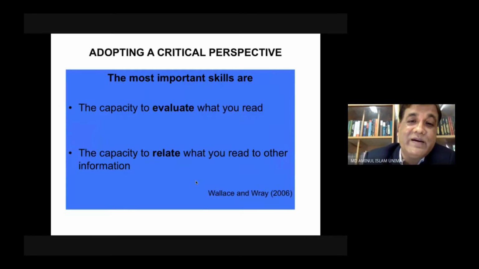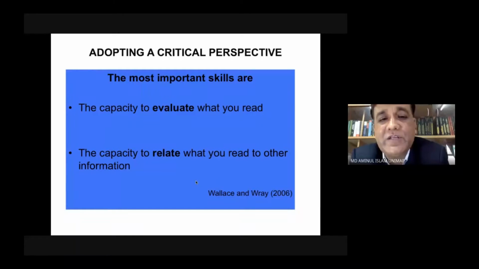Now, this is the kind of situation you will develop after you read many papers, okay? Now, adopting a critical perspective, you need to have 2 very important skills. Number 1, you must have the capacity to evaluate what you read. If you do not know how to evaluate a paper, then it defeats the purpose of reading the paper. So you should be able to evaluate whether it's a good paper or not, whether the paper is relevant and useful to my research or not, whether the researcher has followed a systematic approach in doing the research or not, whether the methodology was robust or not, appropriate or not. All that, we have to have the capacity to evaluate.